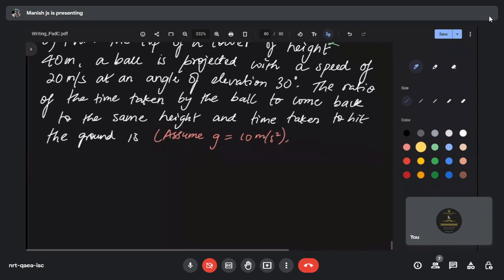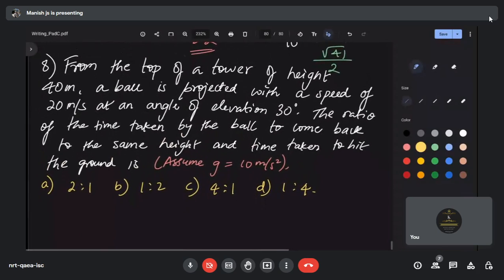So options are A, 2:1, option B, 1:2, option C, 4:1, and option D, 1:4. Yes, try this. So they have told the situation: from the top of the tower, the height is given, and a ball is projected. So it's an application of projectile motion.